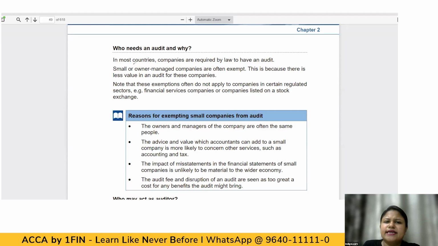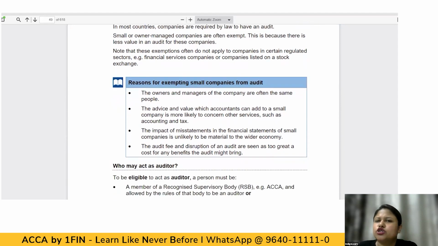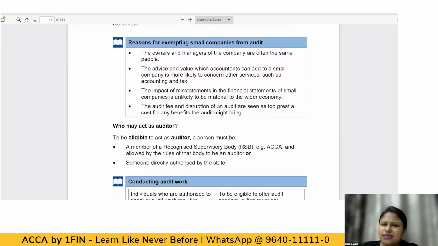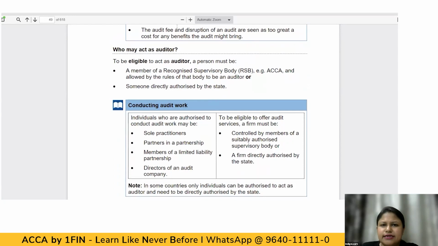So for a quick understanding, in most countries, company audit is required by law, so it is mandatory. Small owner-managed companies like OPCs are often exempt. This is because there is less value in the audit of these companies. Note that these exemptions often do not apply to companies in certain regulated sectors, like financial services, banks, listed companies. Even if you're small, it does not matter because you're regulated by stock exchanges, SEBI in India. So in that case, however small you are, audit will become mandatory.